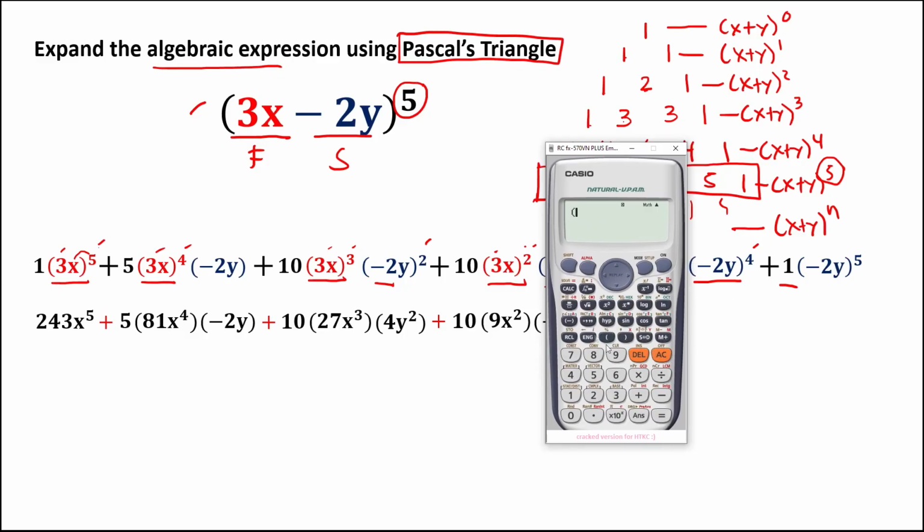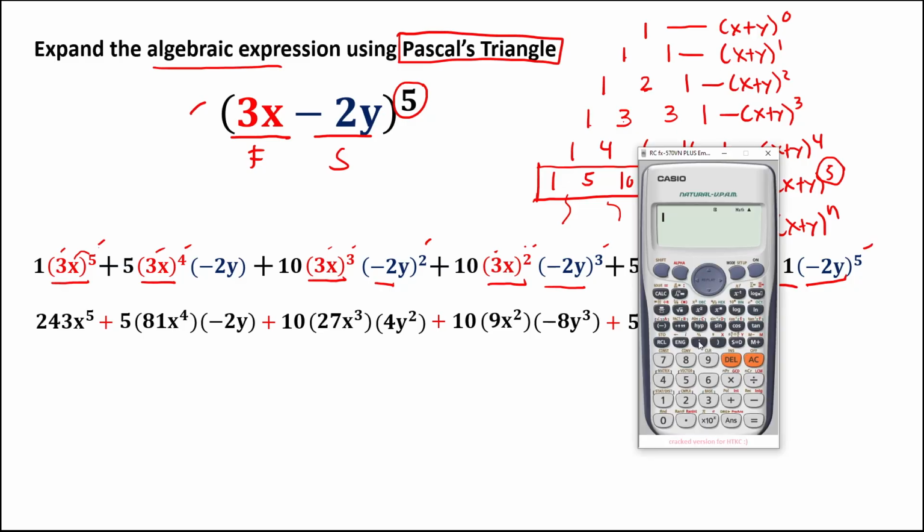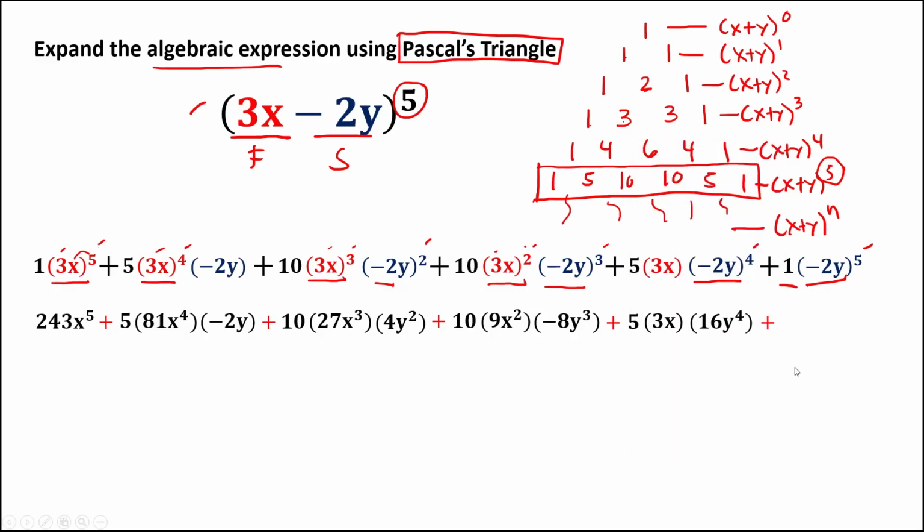And for this, negative 2y to the power 4. Again, we need to put negative numbers inside the parentheses, then to the power 4. So that's positive 16. So this is 16y to the power 4. Then plus this negative 2y to the power 5. So we have inside the parentheses negative 2 to the power 5. So that's negative 32y to the power 5.